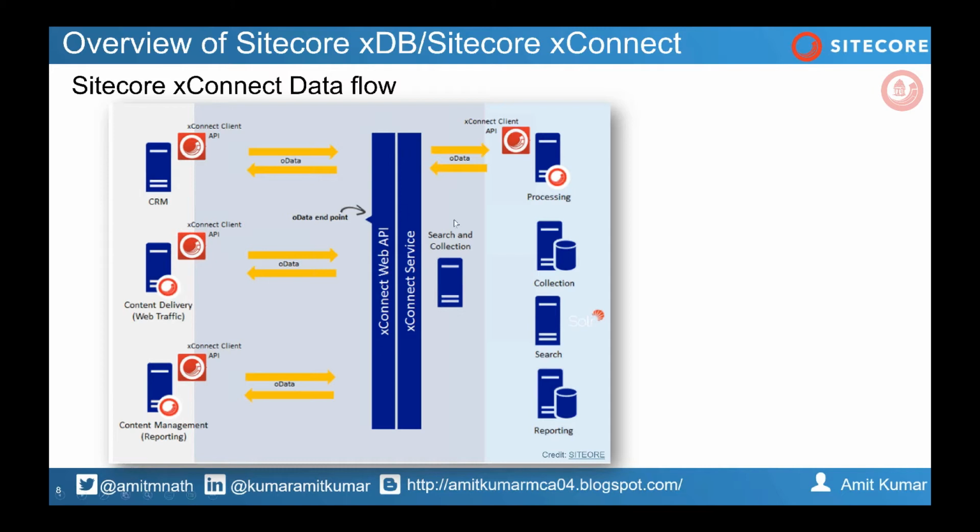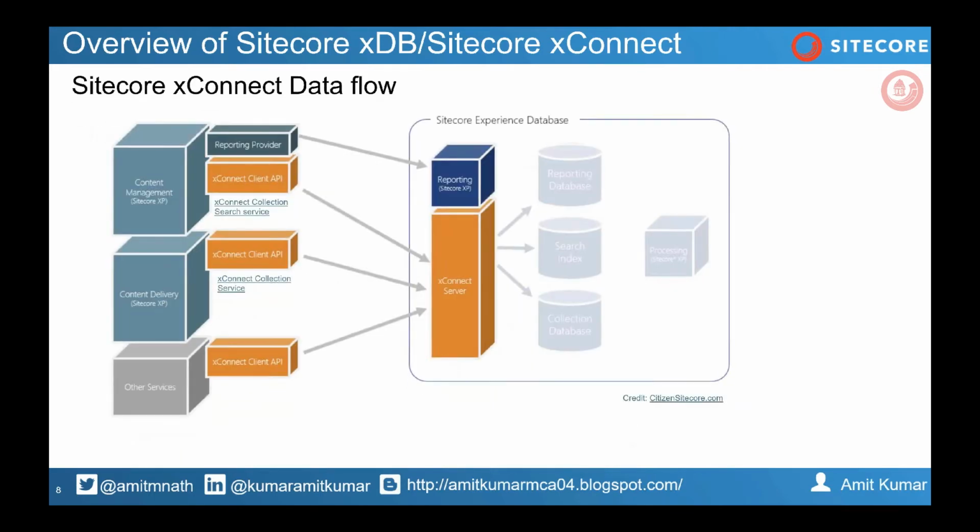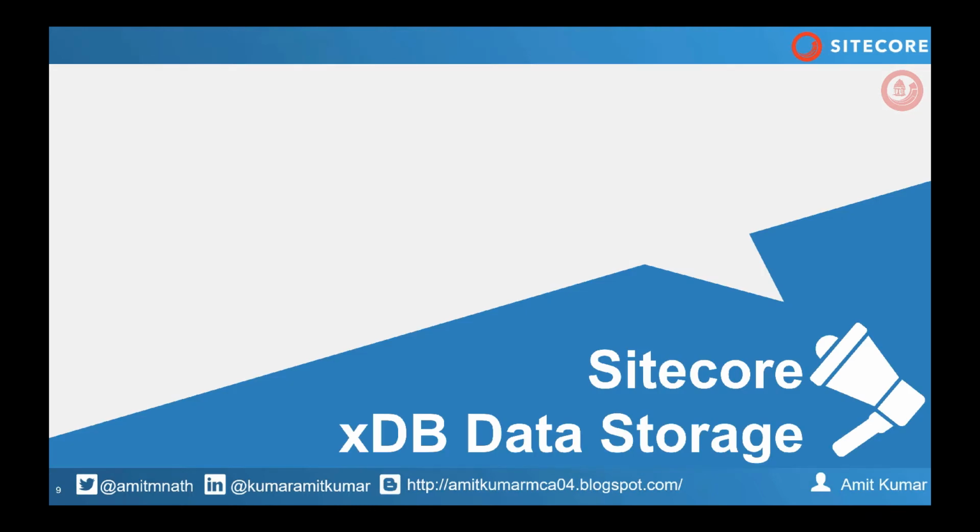And after data is pushed to the XConnect API, you are seeing here a processing server, collection, search, and reporting. Those are the downstream systems which will be processing the data for your need. And this is another way of representing how XConnect collects the data. Content management is using the XConnect search, and content delivery is using the XConnect collection service.